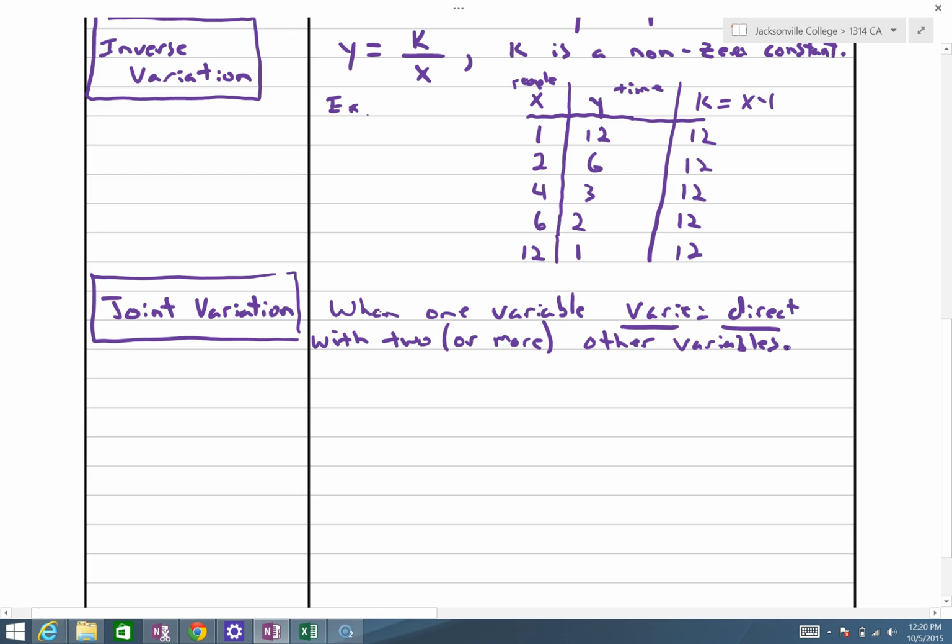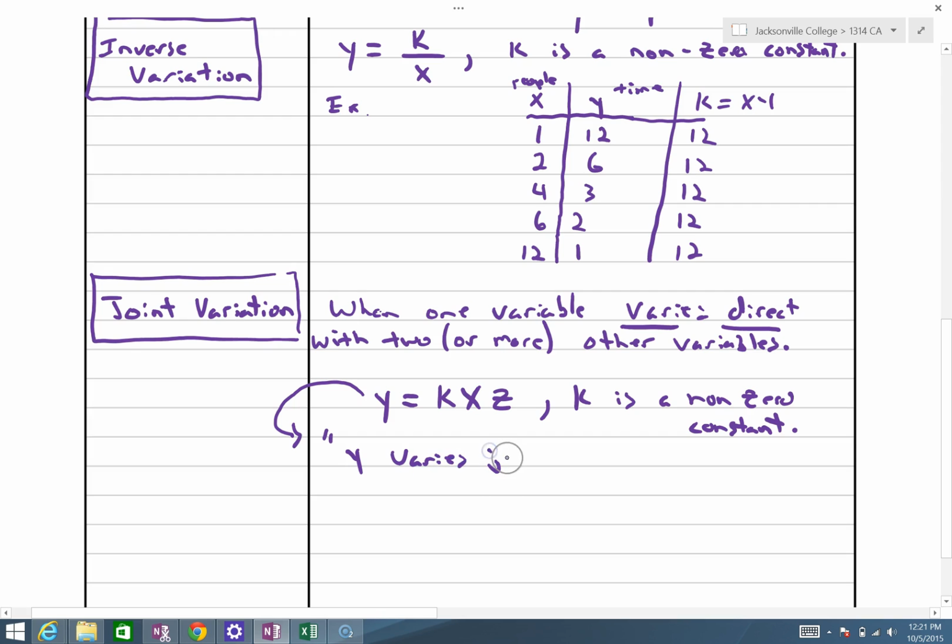All right. And we might have a situation like this. Instead of it just being y is equal to kx, like our previous one, now we're going to have another variable like z. Instead of one input variable x, now we have two input variables x and z. This k is still a constant. K is a non-zero constant. Here we would say y varies jointly with x and z. I would read this as y varies jointly with x and z.